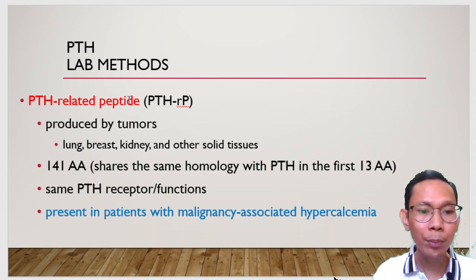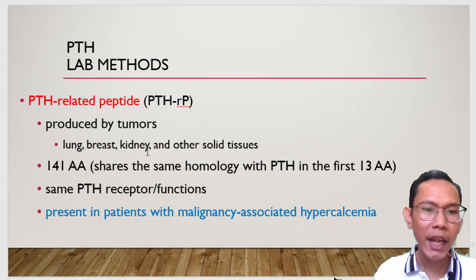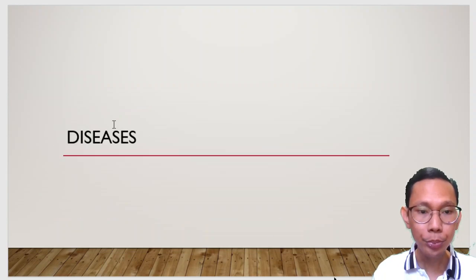Kasi nga, your PTH-related peptide has the same PTH receptor and function. And what is the function? To increase your serum calcium. That is why your PTH-RP is very related to tumors. It has approximately 141 amino acids, shares the same homology with your parathyroid hormone in the first 13 amino acids. It is present in patients with malignancy-associated hypercalcemia. So, this PTH-RP is related to your malignancy. So, remember this one. Let's proceed with the different diseases related to your parathyroid hormone or your calcium homeostasis.